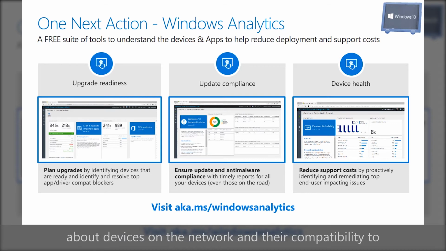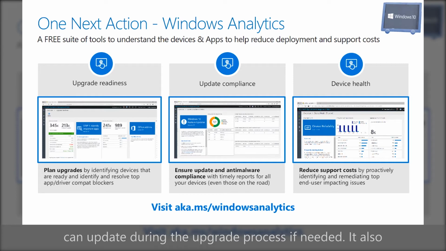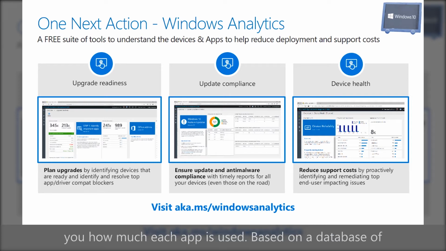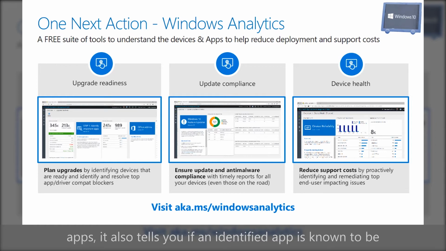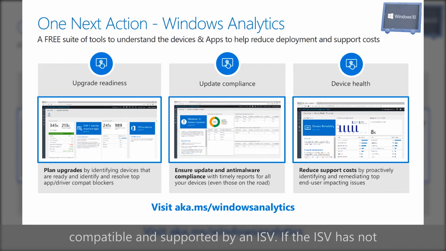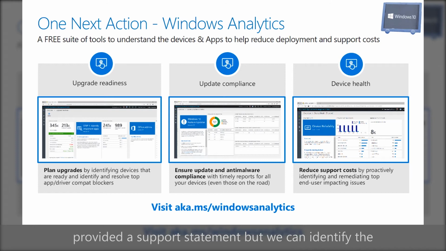It tells them about devices on the network and their compatibility to be upgraded, including drivers, and identifies drivers we can update during the upgrade process if needed. It also summarizes all the apps in use on the estate and tells you how much each app is used. Based on a database of apps, it also tells you if an identified app is known to be compatible and supported by an ISV. If the ISV has not provided a support statement, but we can identify the app, then we're able to report on its compatibility based on telemetry of existing users for the app on Windows 10.